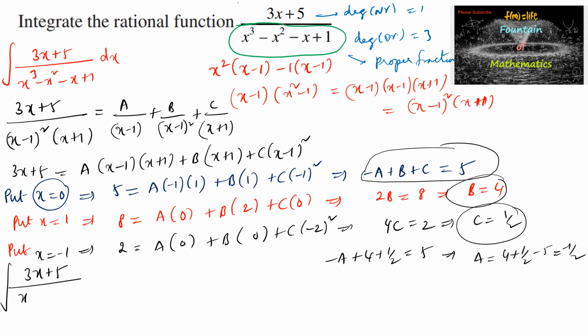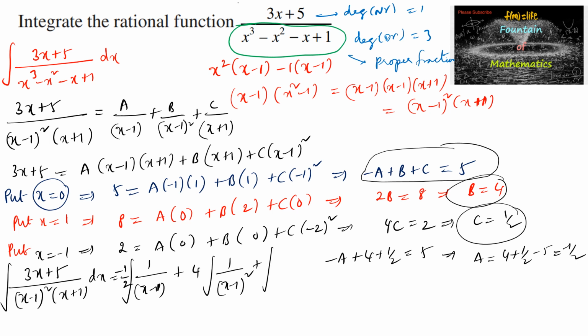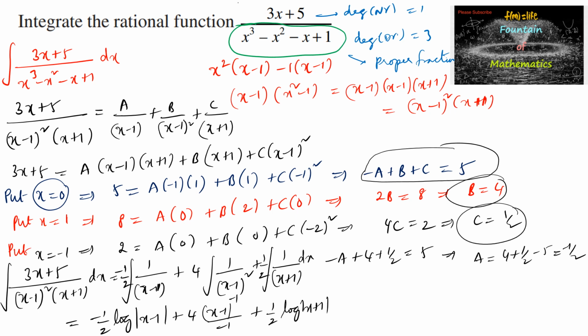Hence the integral of (3x + 5)/((x − 1)²(x + 1)) dx is equal to the integration of the first term, A, that is −1/2 times 1/(x − 1), next the B term, 4 times 1/(x − 1)², plus C, which is 1/2 times 1/(x + 1) dx, which is equal to −1/2 log|x − 1| + 4 times the integration of 1/(x − 1)², that is (x − 1)^(−1)/(−1), plus 1/2 log|x + 1|.